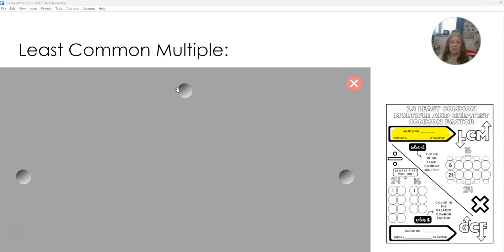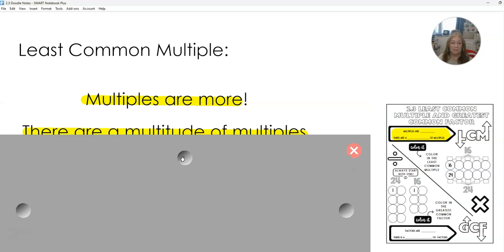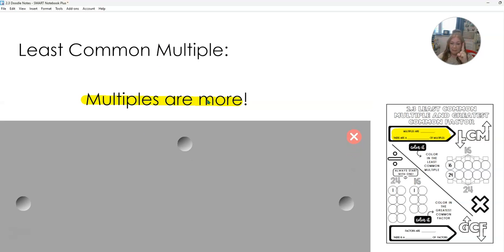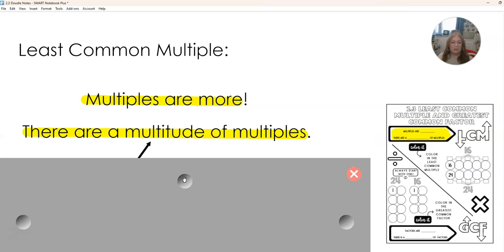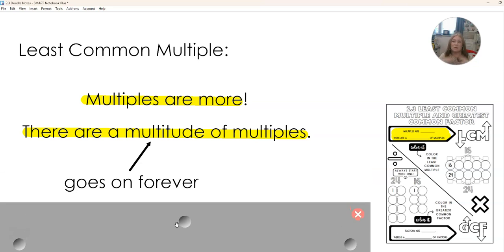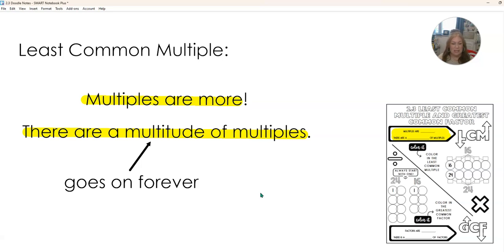So we're going to start with least common multiple. Multiples are more, right? The M, multiples are more. They're going to get bigger. So even though we hear this word least, we're making numbers that are bigger. There are a multitude of multiples. What does that word mean? It goes on forever. There's just so many of them, an infinite amount. Multiples are more. They're getting bigger. We could go on forever, okay?